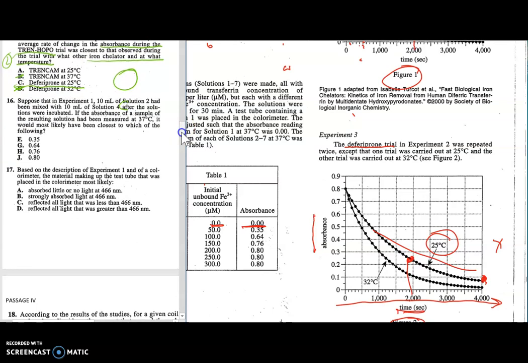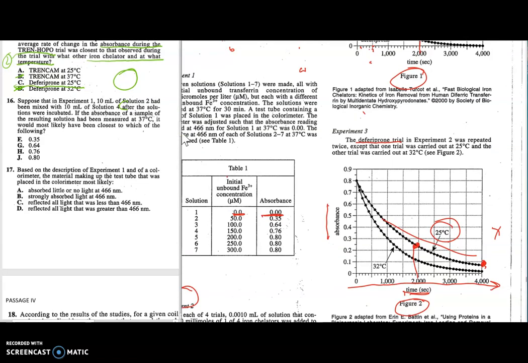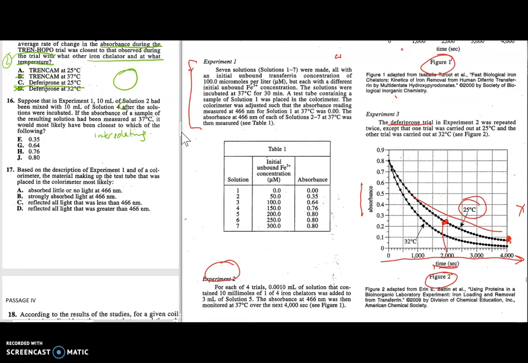Right, suppose that in experiment 1, 10 millilitres of solution 2 had been mixed with 10 millilitres of solution 4. After the solutions were incubated, if the absorbance of a sample of the resulting solution had been measured at 37 degrees Celsius, it would most likely have been closest to which of the following? So this is called an interpolating question. It's asking you to find a value between two other values. So the value that we're looking for isn't going to be found in the table. We're going to have to kind of calculate it from the two other solutions.